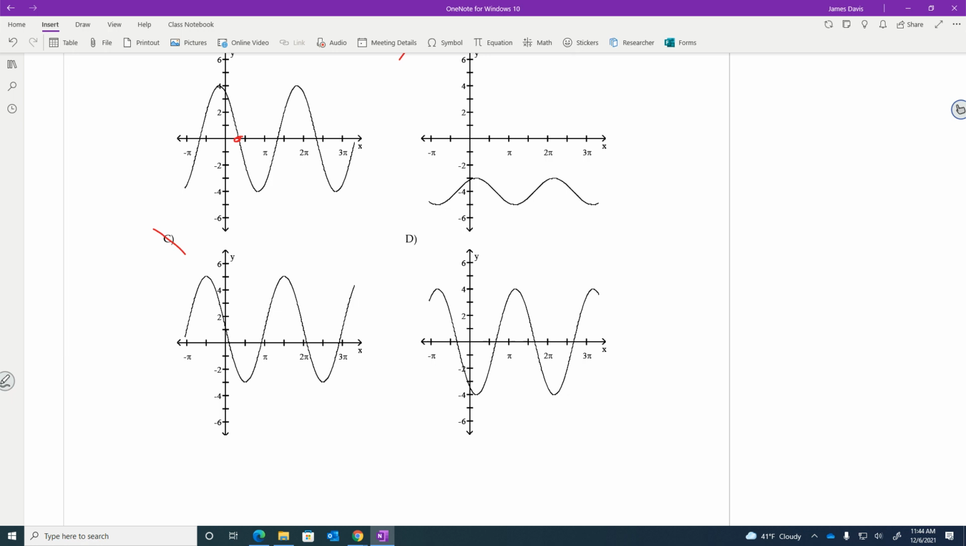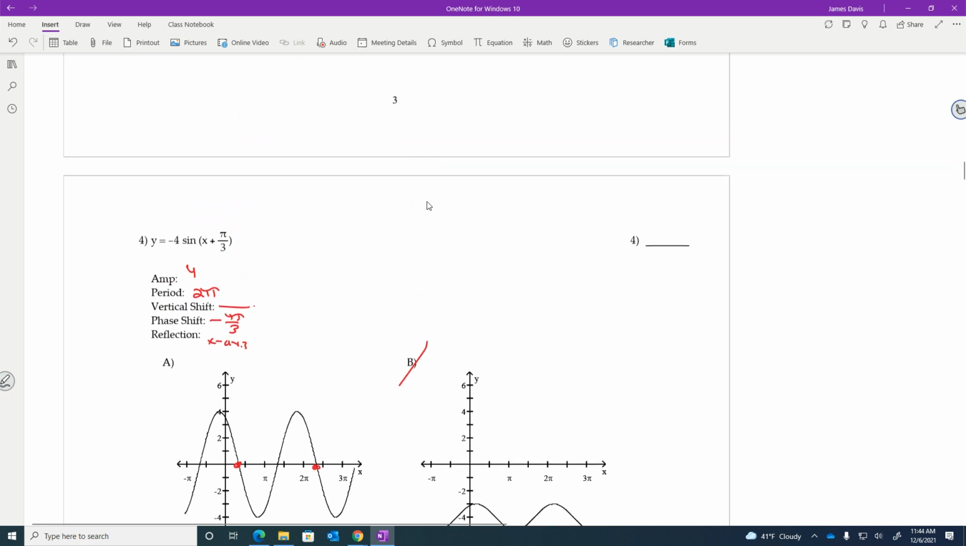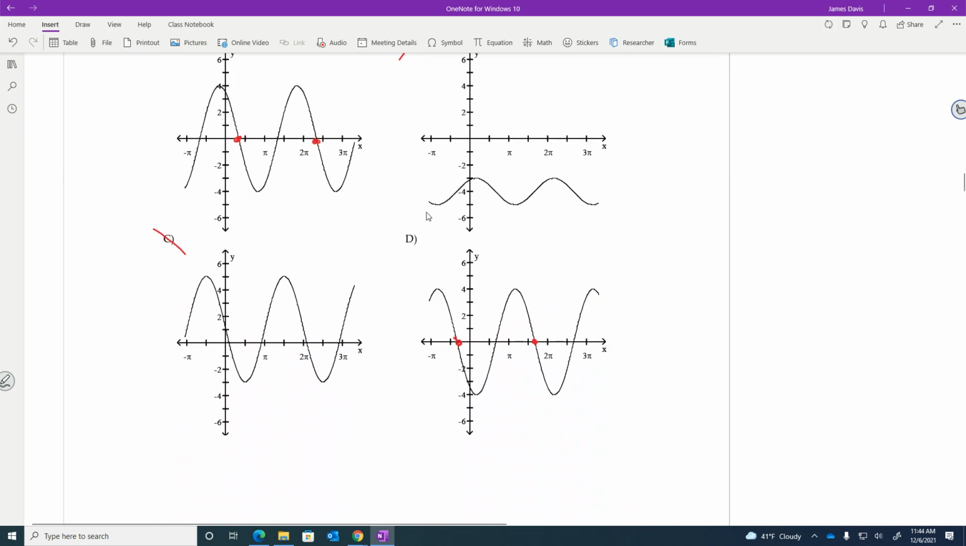This one, you can see the sine would be from here to here. It's reflected down. That's going to the right. This one, the sine would be from here to here, going to the left. And we want to choose the minus pi over 3, so we want to choose the left one.